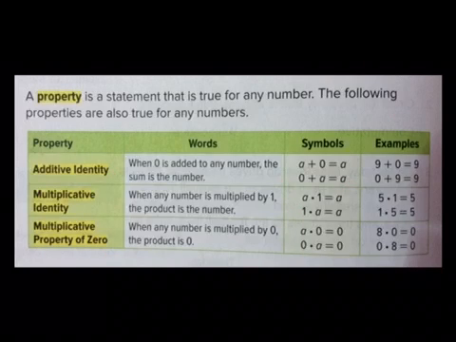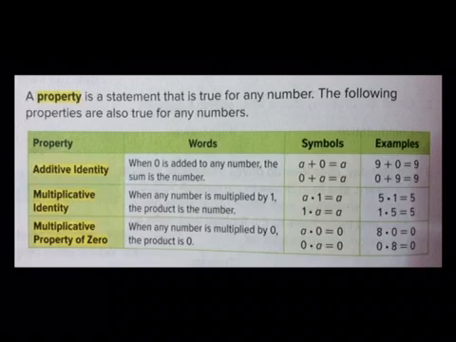Okay, I hope you paused and you looked at them. One that I want to point out is multiplicative identity. Multiplicative identity means when a number is multiplied by 1, the product is that number. So that's a rule, always. Anytime you multiply a number by 1, it will always be that number. 5 times 1 is 5, 1 times 5 is 5, okay?